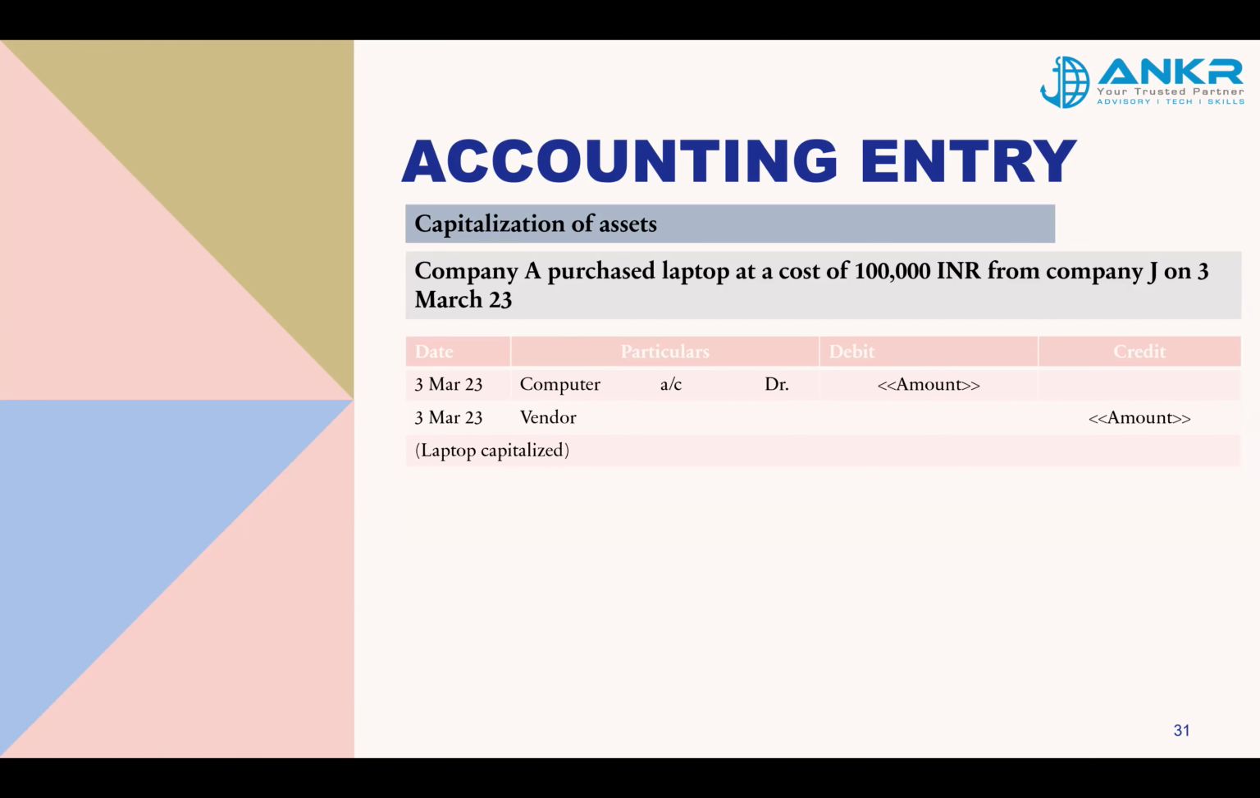So let's see some live examples. Capitalization example: company A purchased a laptop at a cost of 1 lakh rupees from company J on 3rd March. So the entry in the books of company A would be on 3rd March when it is purchased, because the laptop is ready for its intended use. So computer account debit to vendor account, 1 lakh rupees. This will be the entry.